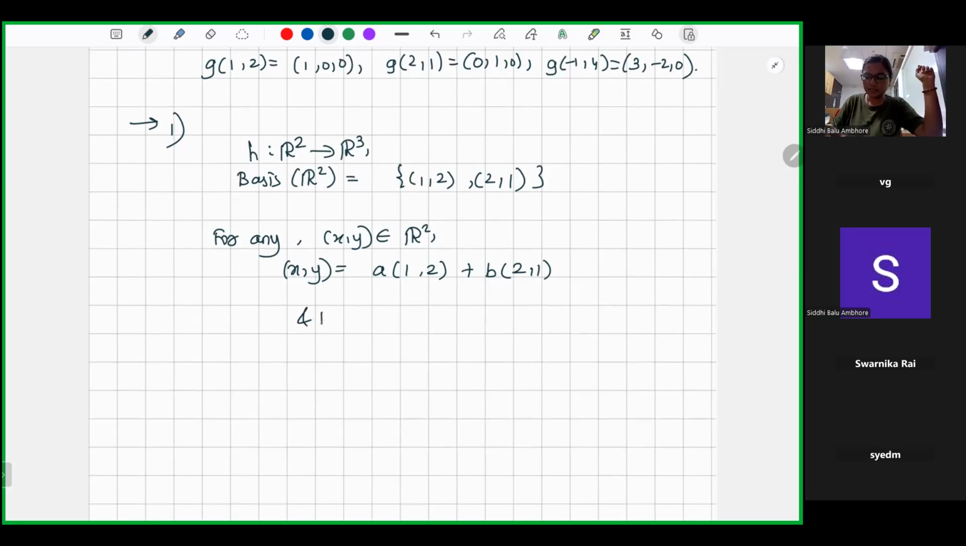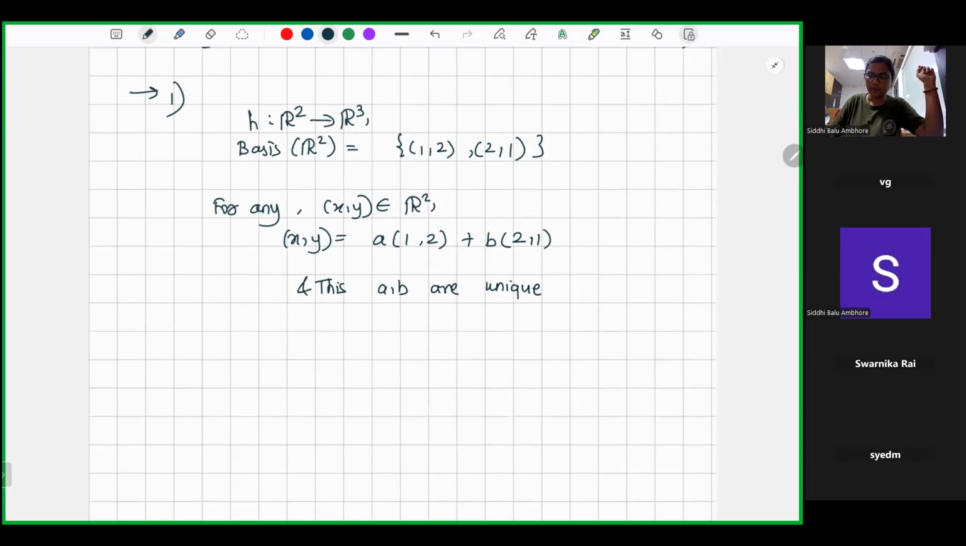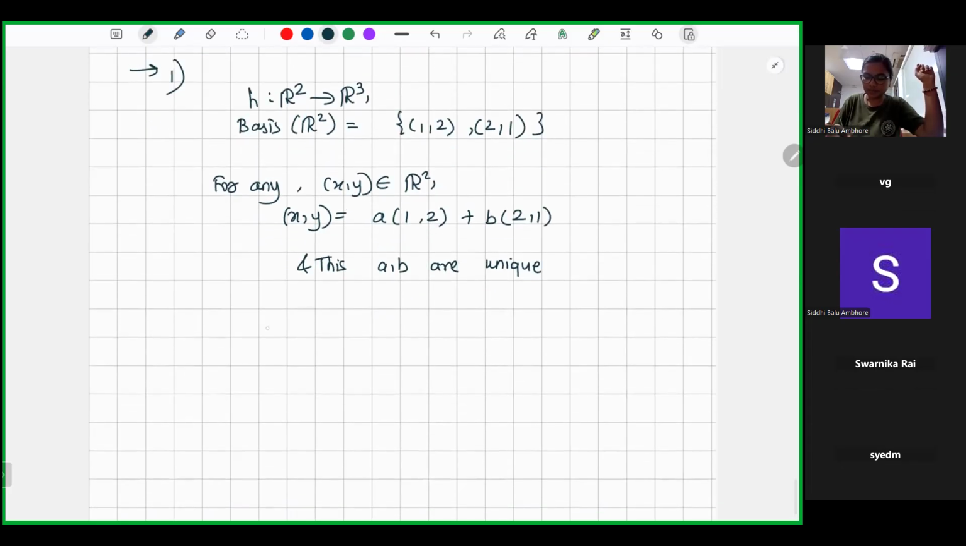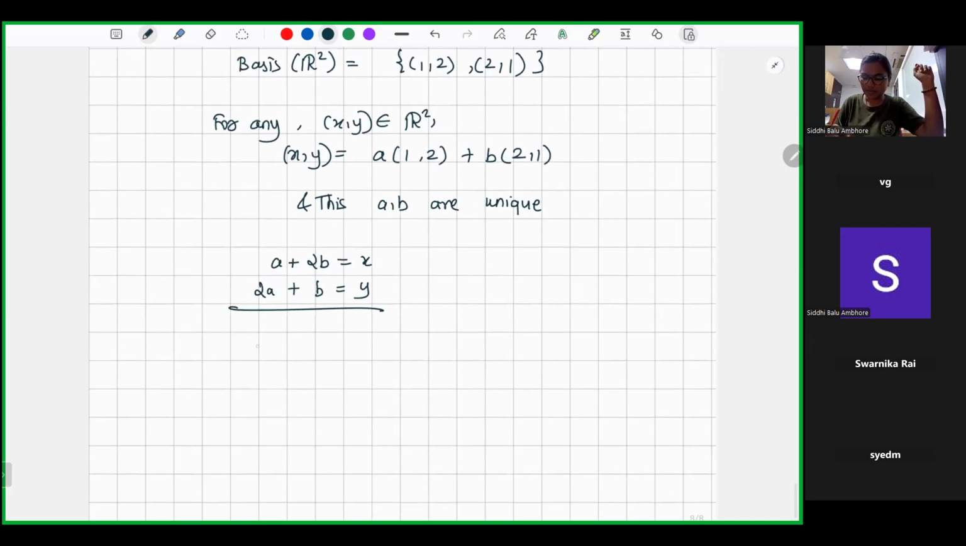And this a and b are unique. I mean, you can do this, okay? We will again have to solve this equation, a plus 2b is equal to x, and 2a plus b will be y. And then solve this, that 3a plus 3b is equal to x plus y. And then a plus b will be (x plus y) by 3.